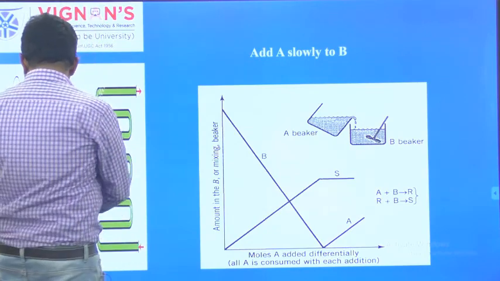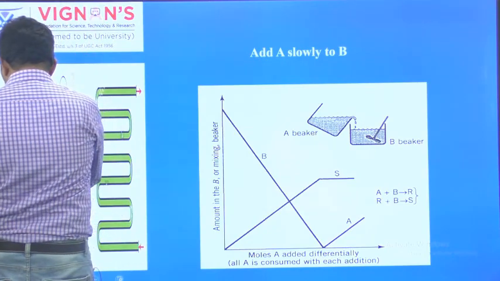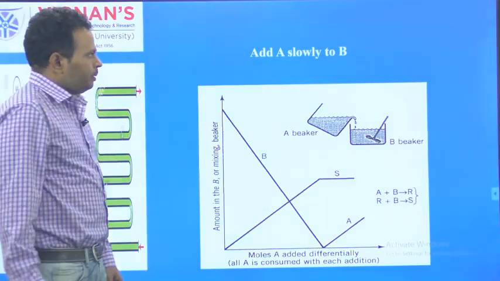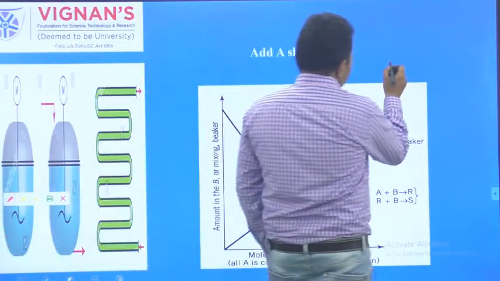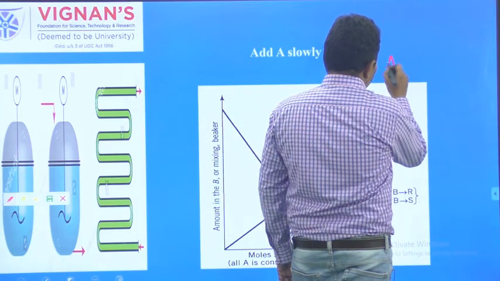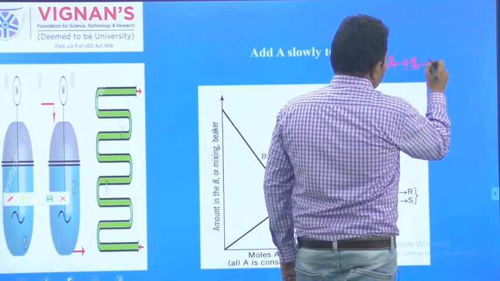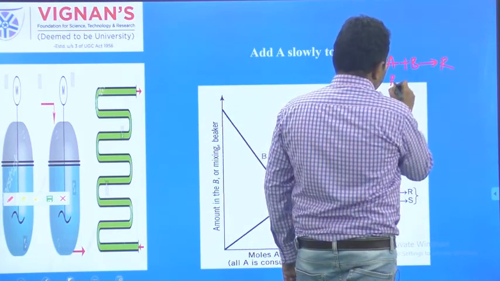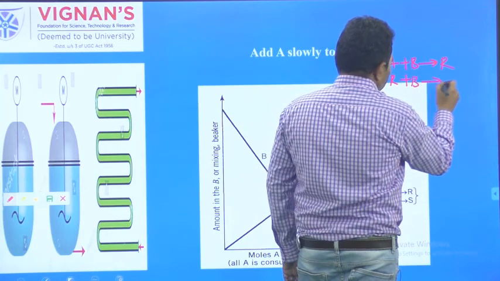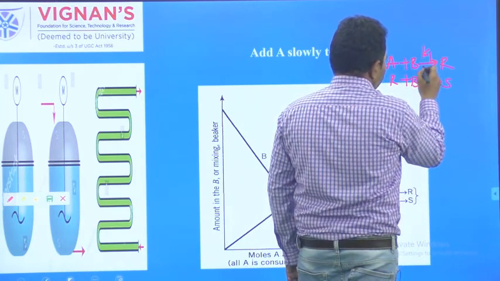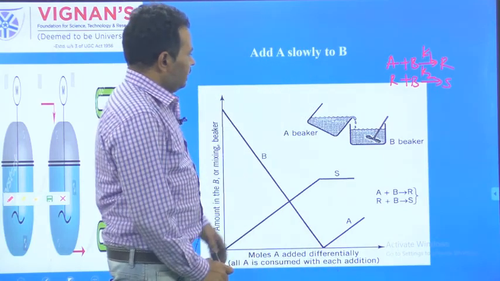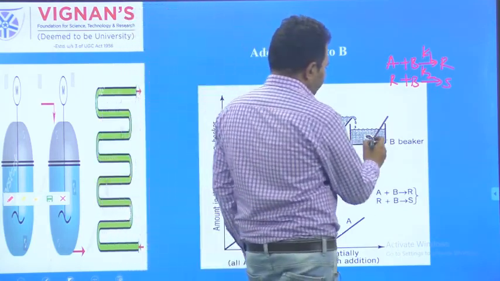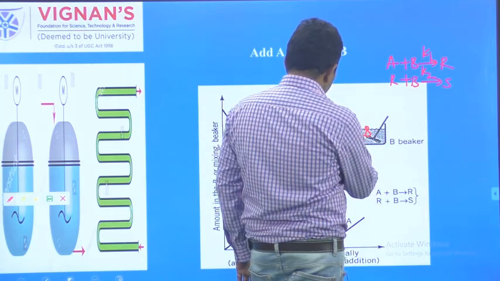Next, the first case is add A slowly to B. Before you add A slowly to B, first write the reaction. The combination of series-parallel reactions are A plus B to R and R plus B to S. Assume that the first one is in the presence of K1, and the second one in the presence of K2. In this case, initially take the bulk B into the beaker, and add A slowly.